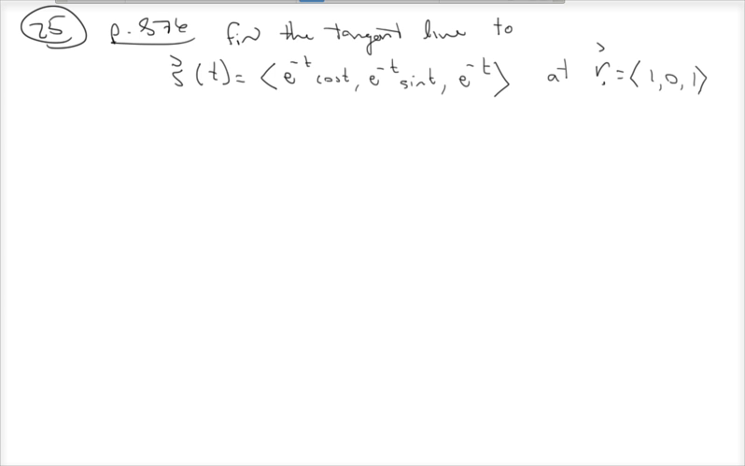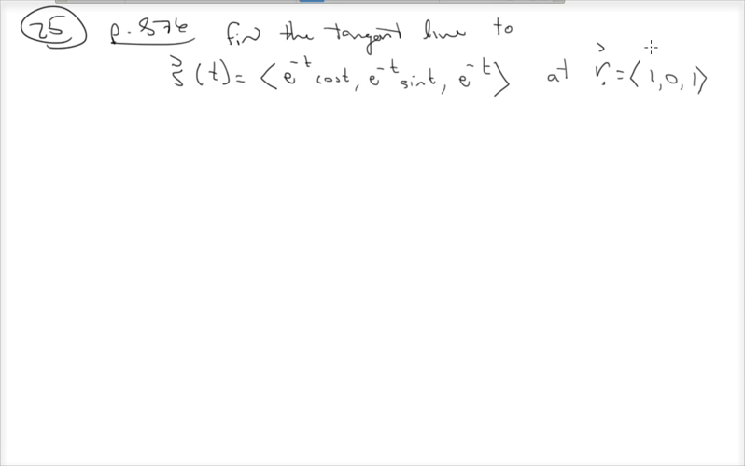Alright, so we're going to do number 25 on page 876 in your book, and the question asks us to find the tangent line to this vector valued function at the point 1, 0, 1. So I'm already going to call that point our r sub 0 in terms of our line notation, because that's the point that we know the line is going to be going through.